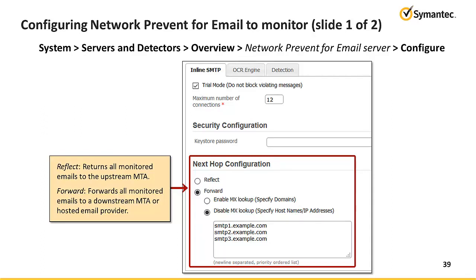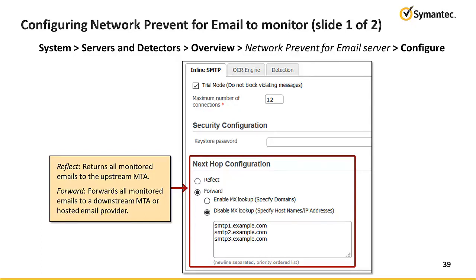Select Forward Mode if you want the Network Prevent for Email server to forward all emails it monitors to a downstream MTA or hosted email provider instead of back to the upstream MTA from which it received the emails. If you select this mode, you must do one of the following. 1. Select the Enable MX Lookup option and specify one or more domain names so Network Prevent for Email can obtain mail exchange records and determine the address of the next hop MTA. Or 2. Select Disable MX Lookup and specify the exact host names or IP addresses of the next hop MTAs.